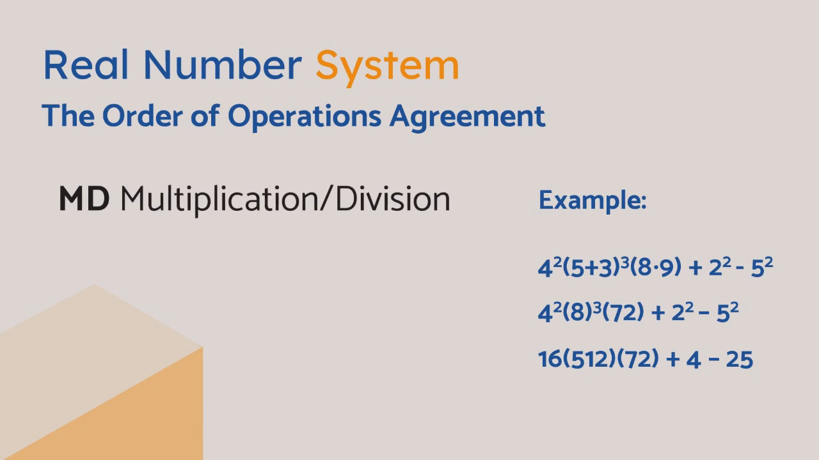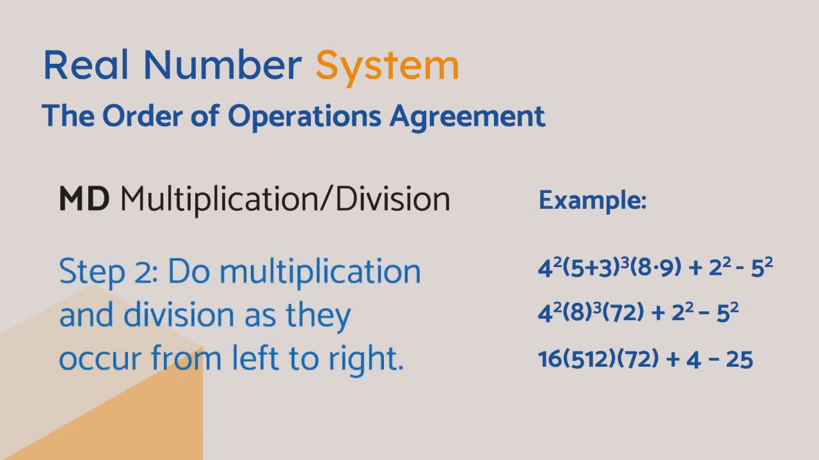evaluate multiplication and division. Do multiplication and division as they occur from left to right. So we begin from the left first, and whichever we encounter first, we perform either multiplication or division. In this instance, we only have multiplication. So from the left, 16 times 512. So we multiply that first, times 72. So that's it.